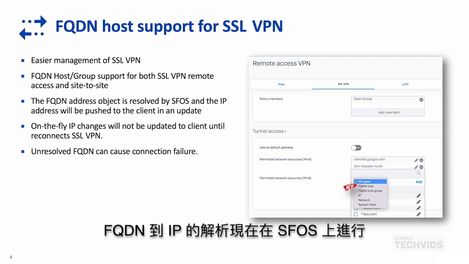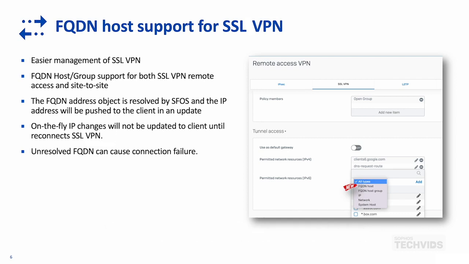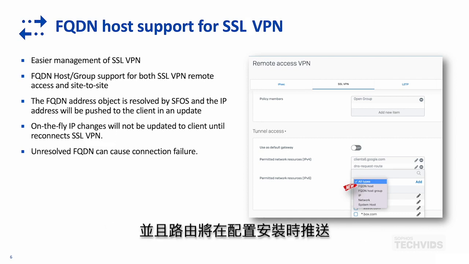FQDN to IP resolution now takes place on SFOS, and the route will be pushed at the time of configuration installation. If the IP address changes, no dynamic updates are pushed until the SSL VPN connection is first disconnected, then reconnected by the end user.